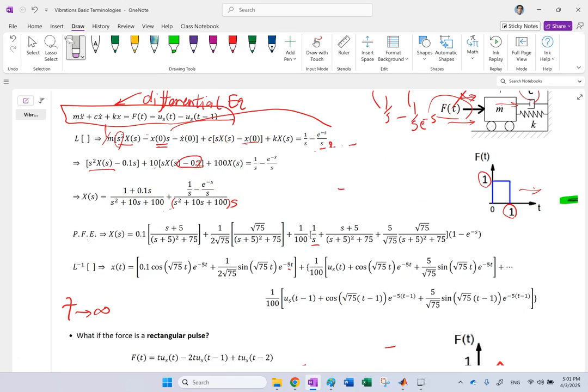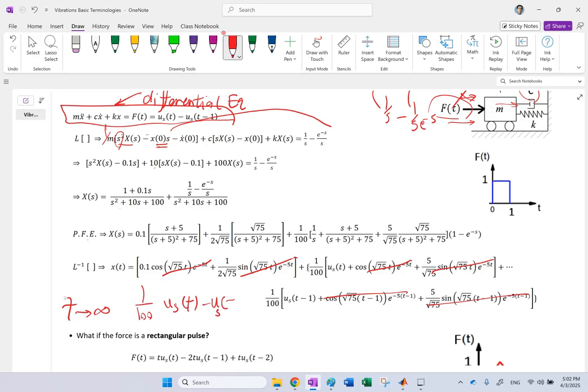Okay? So let's take a limit. T goes to infinity. Any negative exponential will clearly go to 0. Which ones? Well, if you look, this goes to 0, this goes to 0, this goes to 0, this goes to 0. This one goes to 0, this one goes to 0. So everything goes to 0 except 100 u_s of t minus u_s of t minus 1.